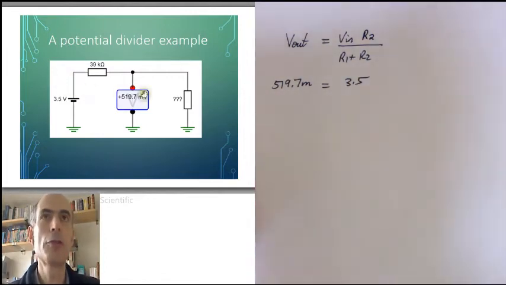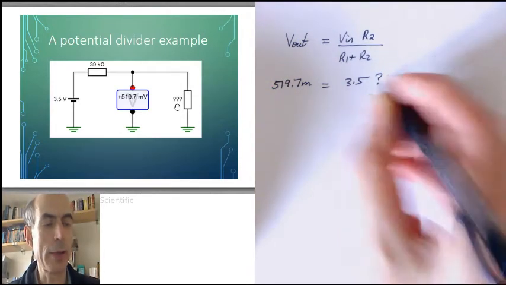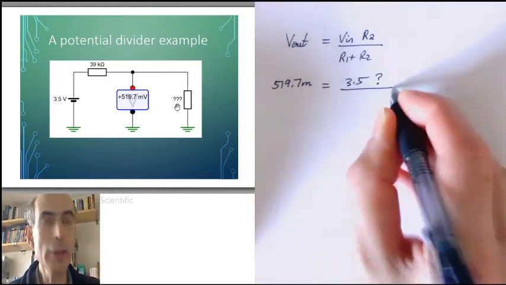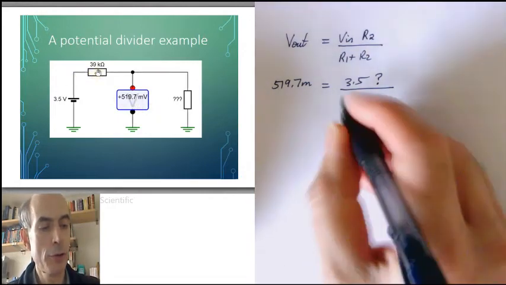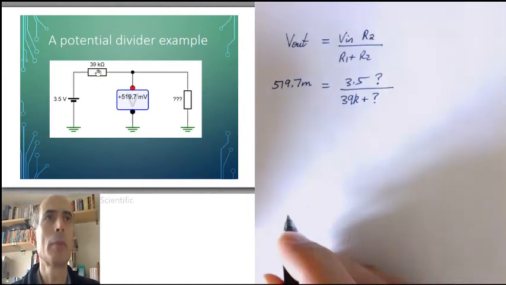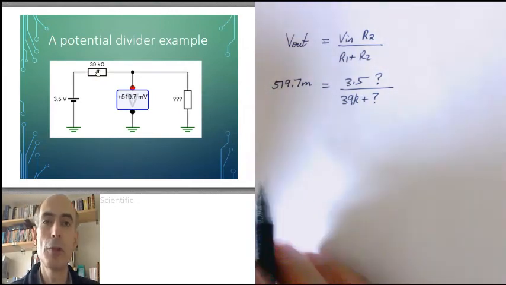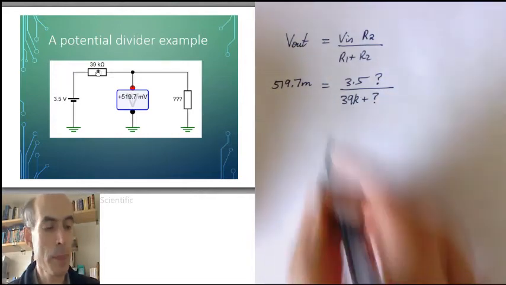R2 is the resistor between the output voltage and ground. Currently that is unknown. We don't know it. I'll just call it question mark for now. Divided by the sum of the two resistors. That is a 39k resistor plus unknown. So all we have to do is solve this equation for the unknown resistor.